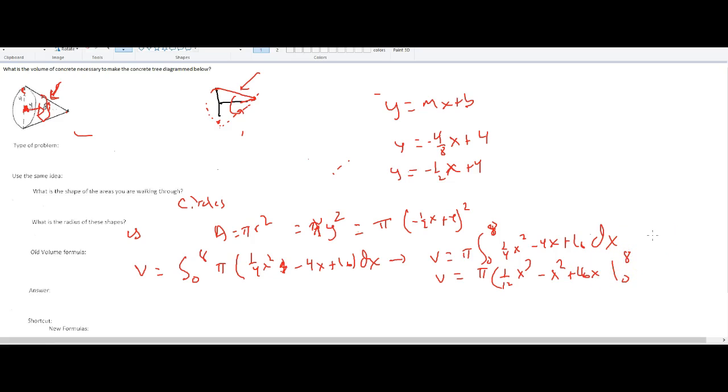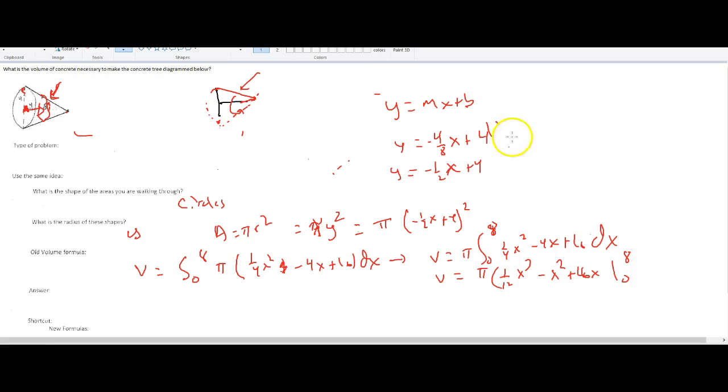This looks like a great time to use a calculator, although you really don't need a calculator for this one. I'm going to anyways. 8 up caret 3 divided by 12 minus 64 plus 16 times 8 is, boom, 106 2/3 times pi.